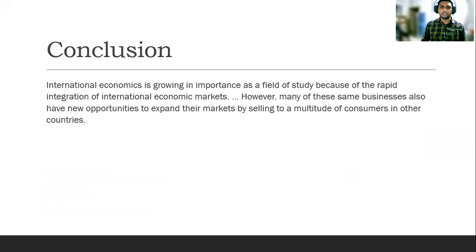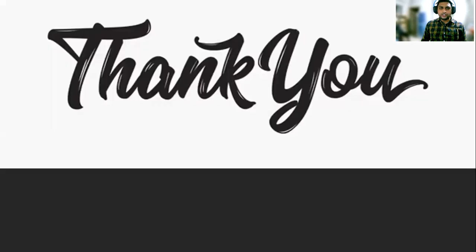And international economics is growing in importance as a field of study because of the rapid integration of international economic markets. However, many of these same businesses also have new opportunities to expand their markets by selling to a multitude of consumers in other countries.